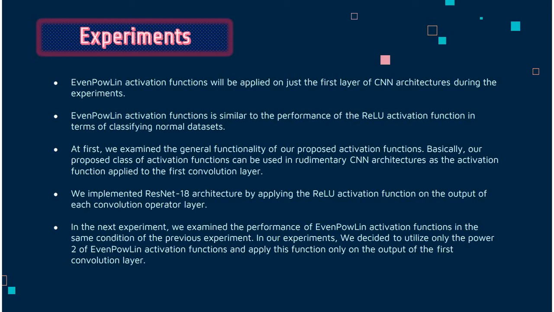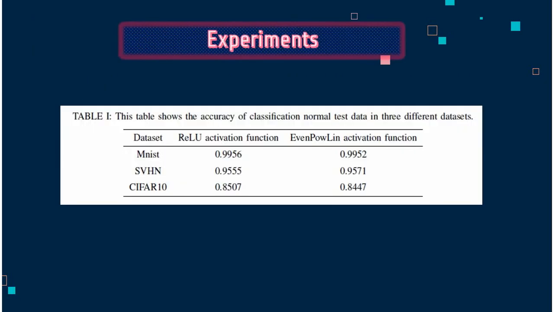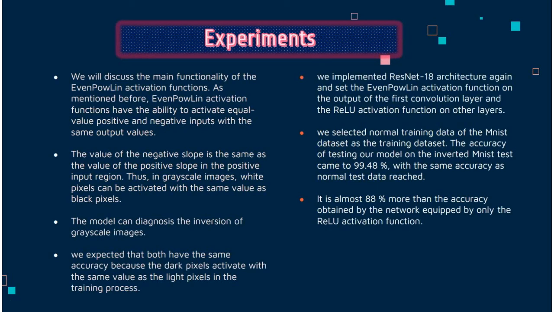In the next experiment, we examine the performance of even polylinear in the same condition as previous experiments. However, we only used the power 2 of even polylinear activation functions and applied that on the output of the first convolution layer. You can see the results here, and there are no fundamental differences between the results of ReLU and even polylinear activation functions.